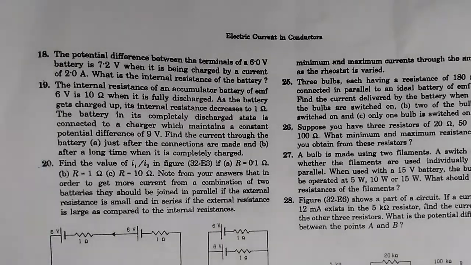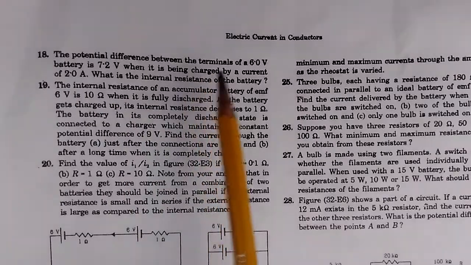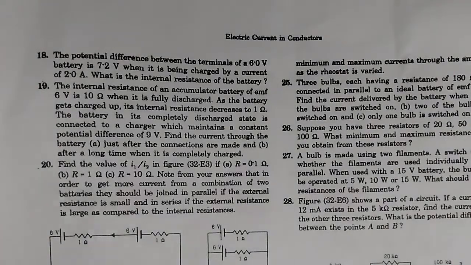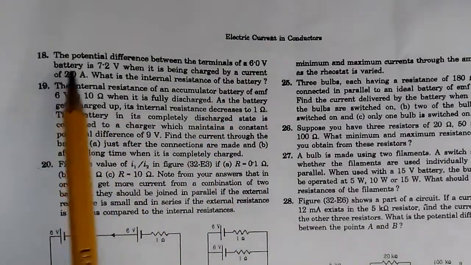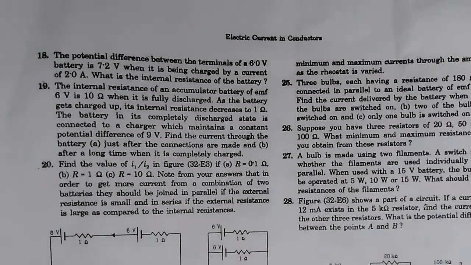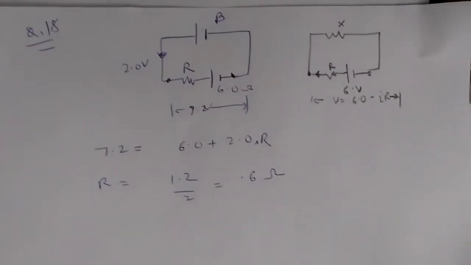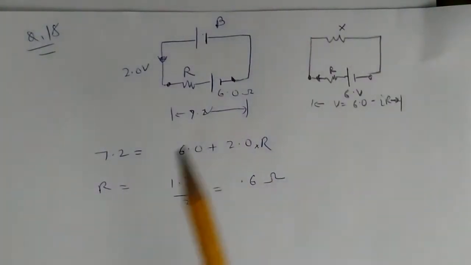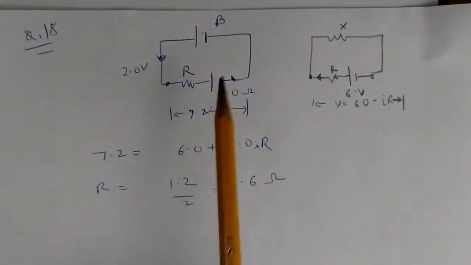In question number 18, we are given that the potential difference between the terminals of a 6 volt battery is 7.2 volt when it is being charged by a current of 2 ampere. What is the internal resistance of the battery? This is a real life problem, and although the problem itself is very easy, I wanted to tell a few concepts in charging versus discharging of the battery.